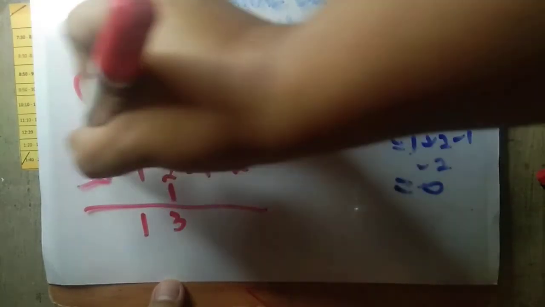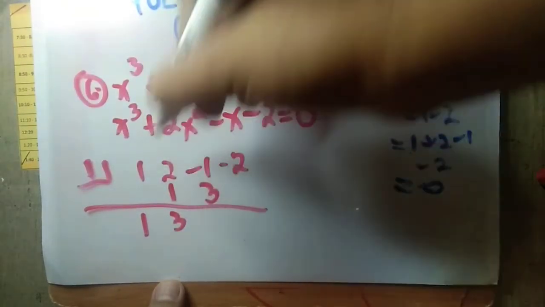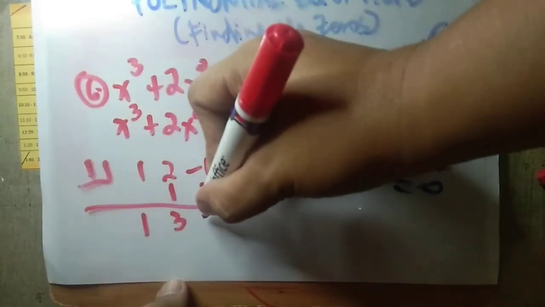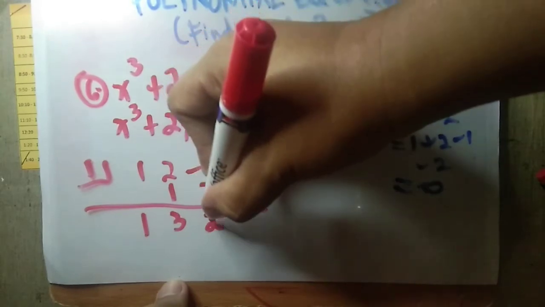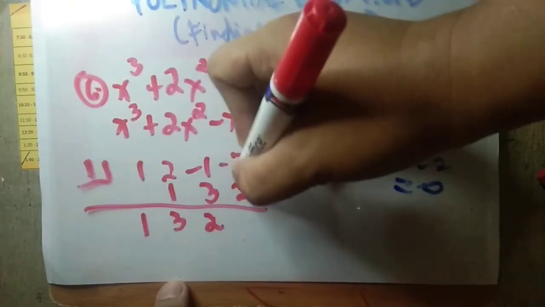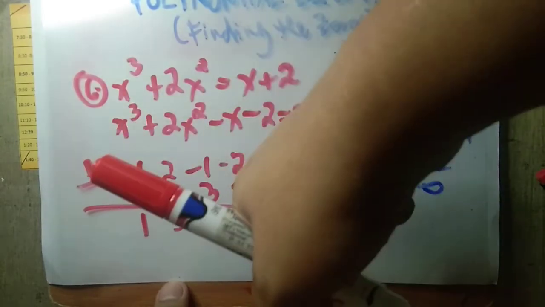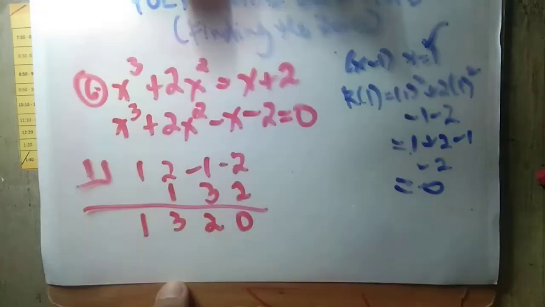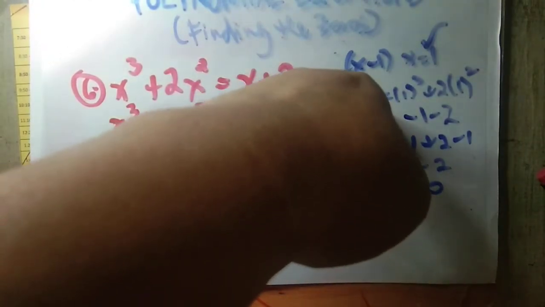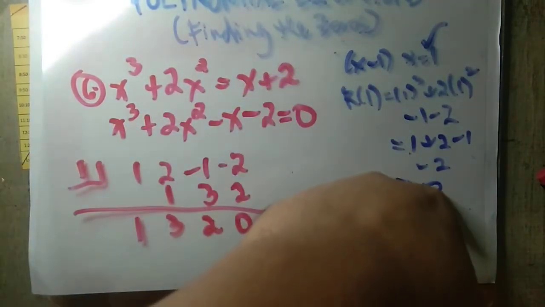Tapos, multiply. 3 times 1 is 3. Tapos, add natin. Negative 1 plus 3 is 2. Tapos, multiply ulit. 2 times 1 is 2. Tapos, negative 2 plus 2, okay, 0. Obviously, kailangan mag-0 to, yung remainder dito. Pag di yan nag-0, ibig sabihin, mali yung naging remainder, mali yung pagkuha mo ng remainder theorem dito. Kasi nga, dapat supposedly 0 yan.